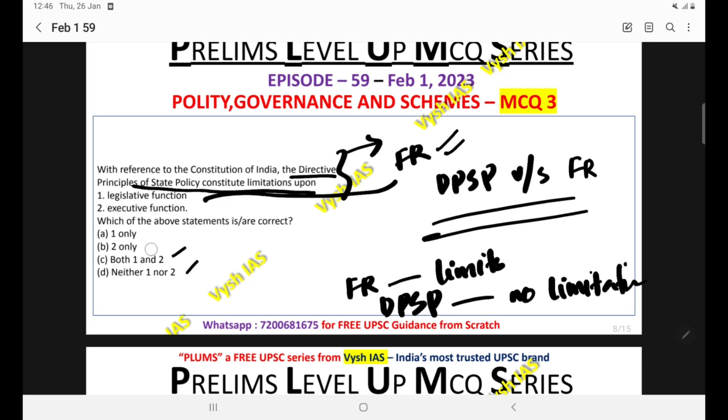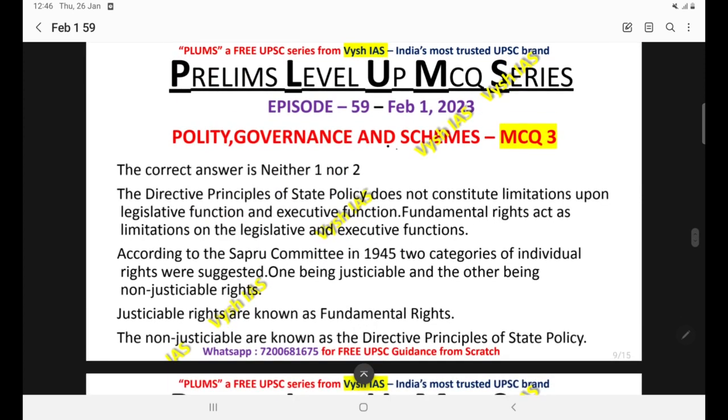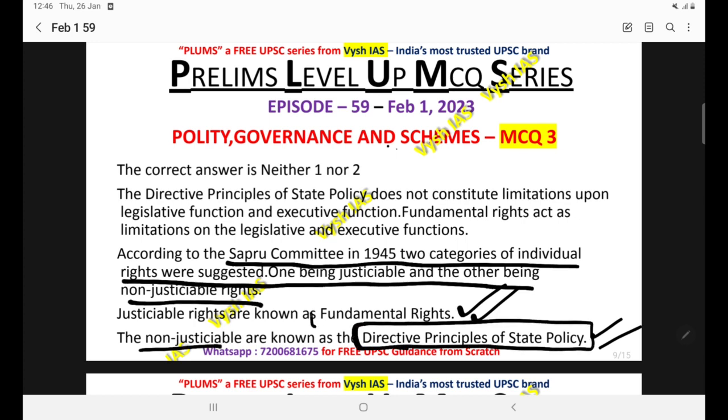According to the Sapru committee in 1945, two categories of individual rights were suggested, and these two categories are justiciable and non-justiciable rights. Out of this, the non-justiciable rights came out to be the DPSP, and the justiciable rights were stated as fundamental rights. So please note this point. This categorization was done by the Sapru committee in 1945.